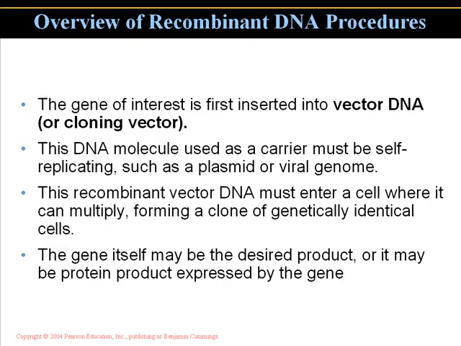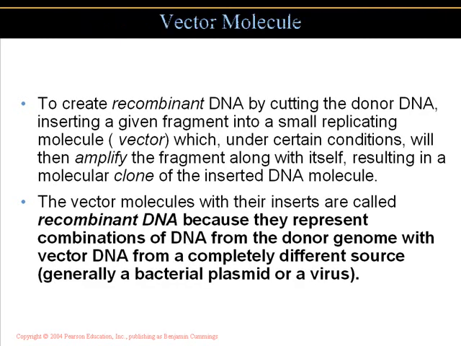Now, the gene of interest is first inserted into what's referred to as a vector DNA or a cloning vector. The DNA molecule used as a carrier must be self-replicating. So what's used a lot are plasmids and viral genomes. Recombinant vector DNA must enter into a cell where it can multiply and form a new clone genetically identical to the previous cell. The gene itself may be the desired product, or it may be the protein product. So it may not be the cell itself, it may be the products or byproducts of those particular types of cells that are expressed by the gene that you want, say, in an industrial application.